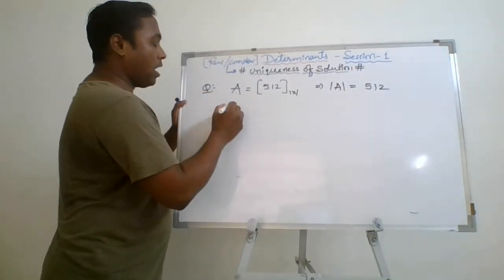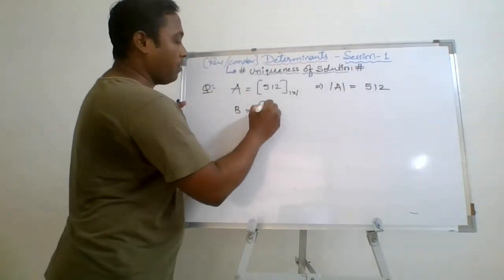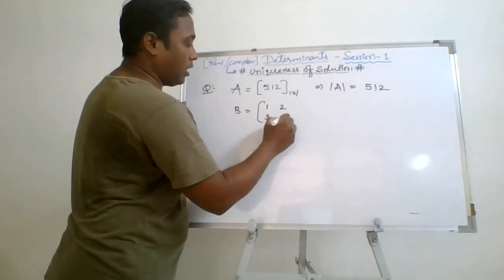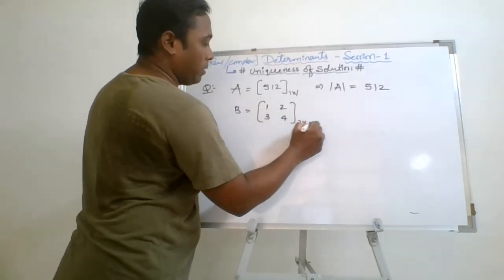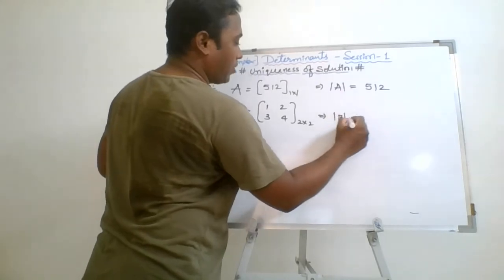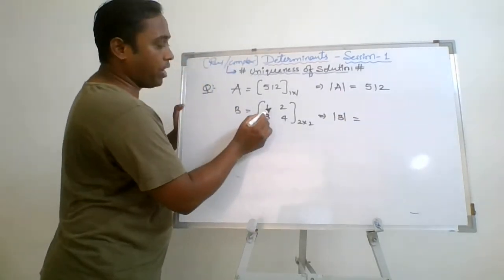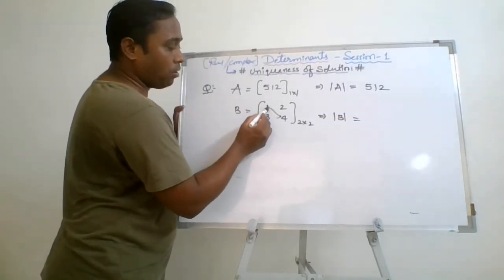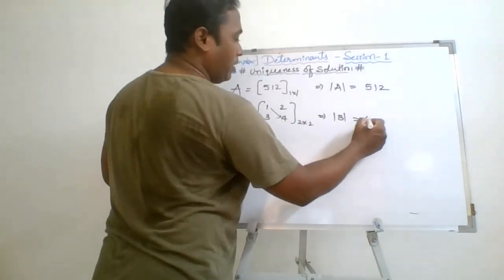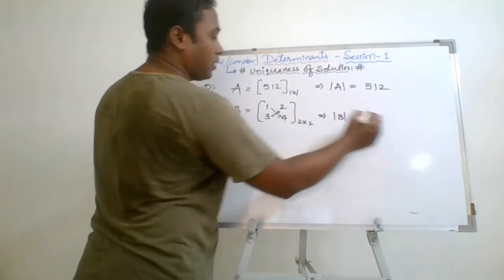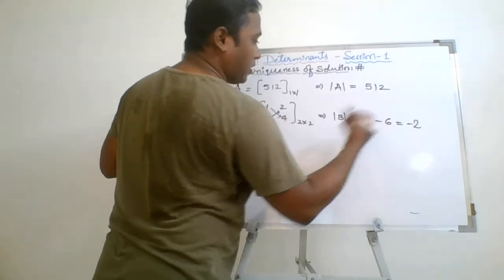Ready? So if I ask the square matrix given as 1, 2, 3 and 4, what is the determinant of the square matrix? Ultimately, simply by doing the cross multiplication of the principal diagonal elements, 4 minus 6, that will be what? Minus 2.